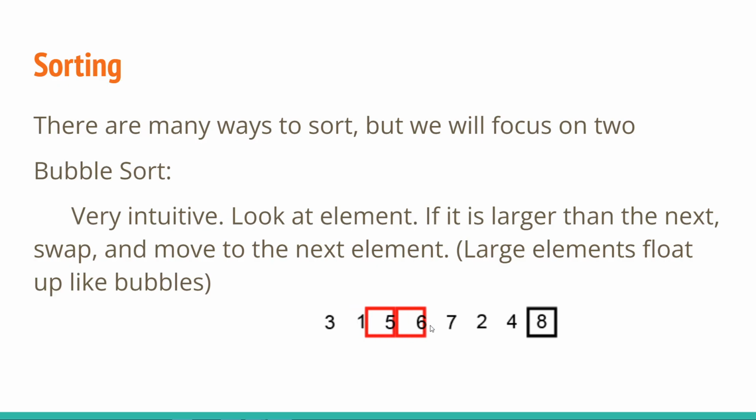And then here, 5 and 6. 5 is not bigger than 6, so we're going to leave it. 6 is not bigger than 7, so we're going to leave it. But 7 is bigger than 2. So you're just going to loop through until you have a fully sorted array.